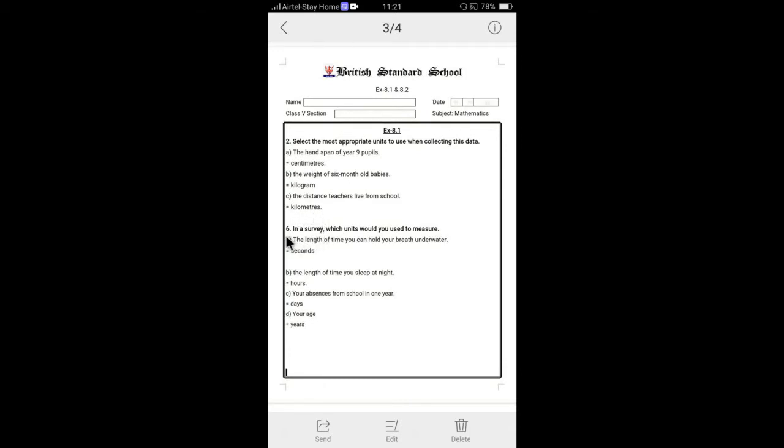Question number 6. In a survey, which unit would you use to measure? Let's talk about time, days, these things. The length of time you can hold your breath underwater. Usually underwater, we cannot hold for a long time. It's a very short time you can stop, so obviously seconds is going to be the correct answer. B, the length of time you sleep at night. Usually 5 hours, 6 hours, 7 hours. It depends on the hours, so the appropriate one is hour.